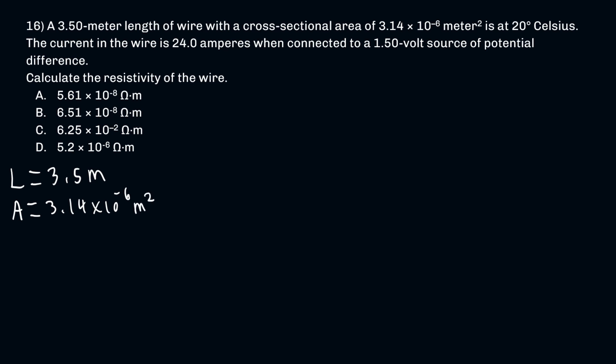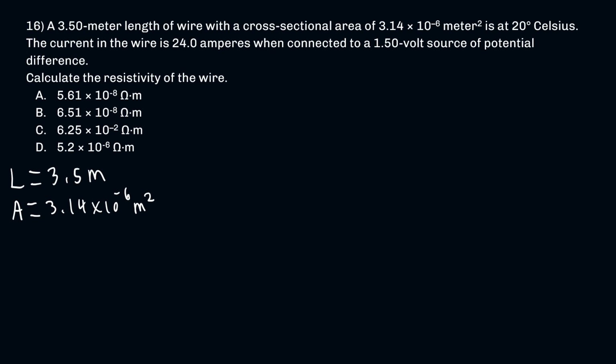Next thing is that this is at 20 degrees Celsius. That means that the resistivities on the reference table would hold valid, but we're not using one of the reference tables, so that's not really going to matter for the most part. It's just also telling us that we have a constant temperature. So the resistance is going to be constant.